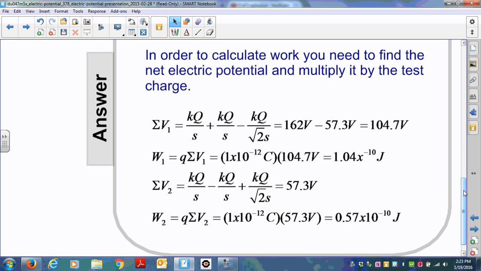So in the first configuration, it takes more work to move the charge into that corner than it does in the second configuration.